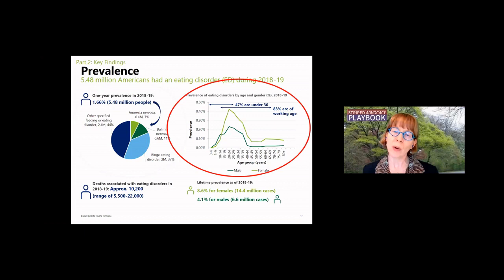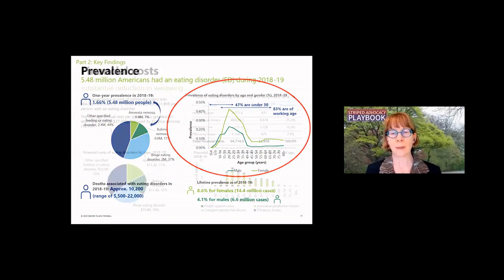Another thing I want to point out here, you see the age across the x-axis there with a big spike over the teens, 20s, 30s, up until the 40s. Nearly half of people with eating disorders are under 30, and that is an active eating disorder under 30. 83% are of working age. So this is going to come back. We're going to see this again when I talk about productivity costs.